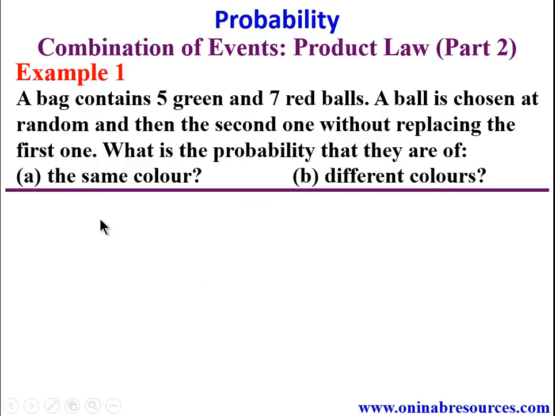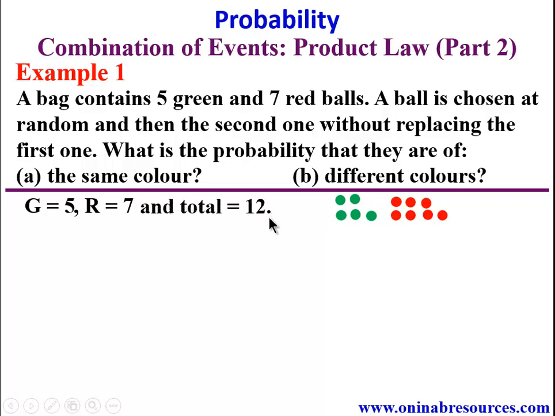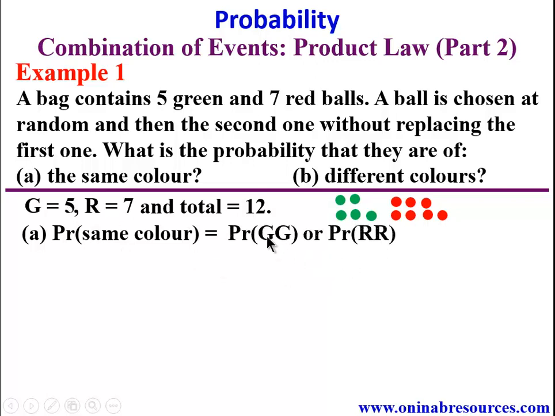So we look at what we are given. There are 5 green balls and 7 red balls, and a total of 12 balls. And we look at the first example. Probability of the same color, it is either they are green or red. So green the first ball, green the second ball, or red the first ball and red the second ball. Pay attention please to see how this is going to be done.